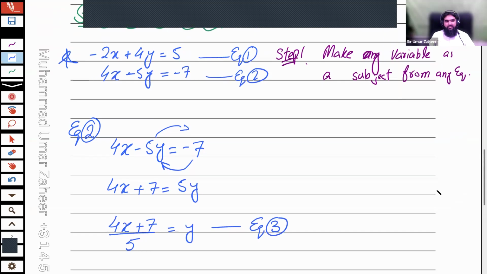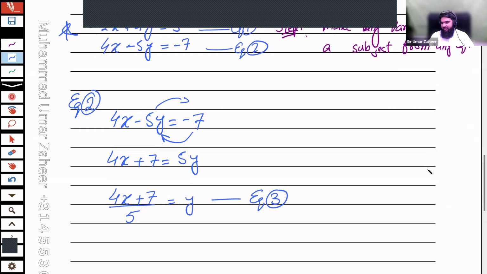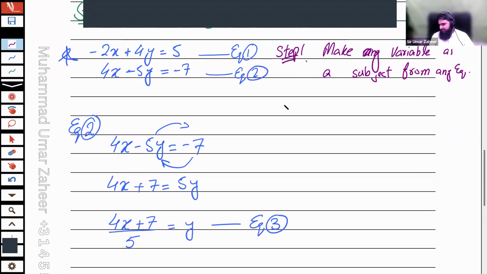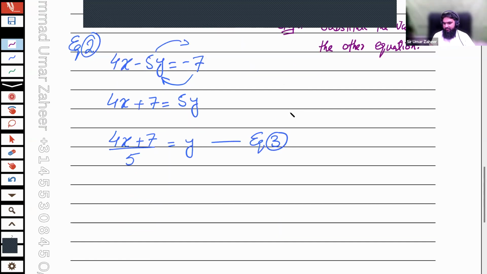Does anyone have a question? Mustafa, Ishal? No, sir. Now you have to substitute this value into the other equation. In step 2, substitute the value in the other equation. Other equation means, for example, if you make a subject from equation 1, you need to substitute the value in equation 2. And if you make a subject from equation 2, you need to substitute the value in equation 1. So we will substitute the value in equation 1.